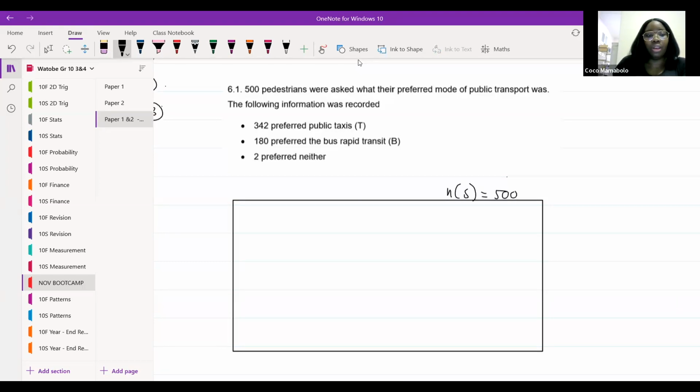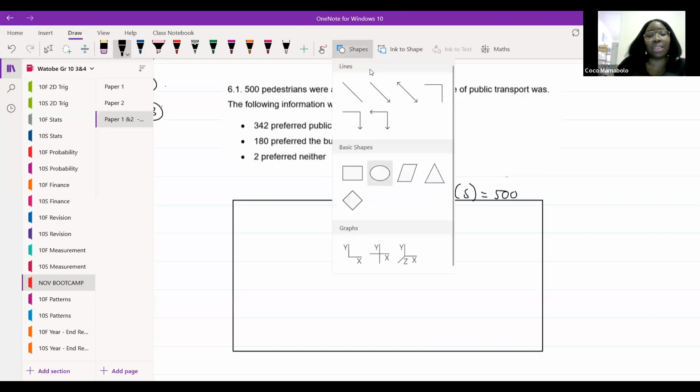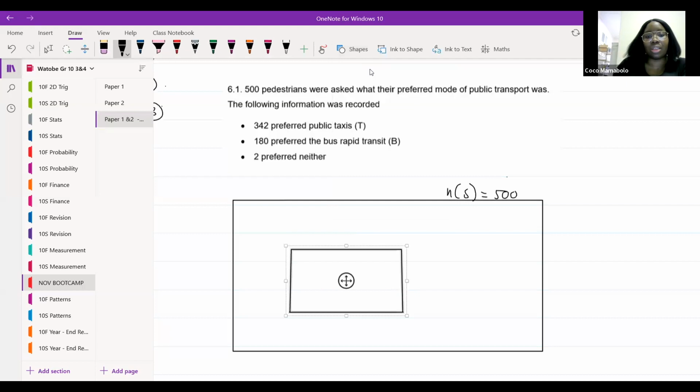Right, I know that there are 2 modes of transport, but as Mfundo has already alluded to, there's 524 of them when you add them. That tells me that there is an intersection, and I don't know why I'm drawing the intersection with.